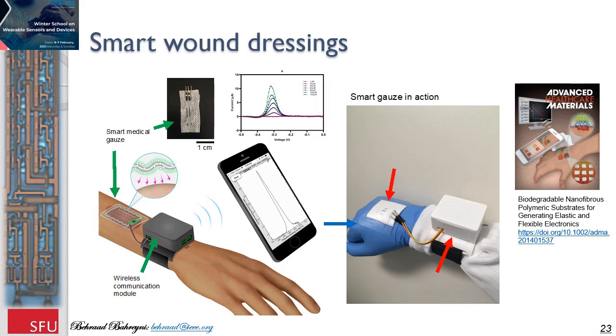And finally, this is another work again from Dr. Akberi's group, where they incorporated strain sensitive fibers in dressings so that they could actually monitor the strains and stresses around the wound, also the temperature and humidity. And in this case, they developed a wireless transmitter next to the wound so that the condition of the wound can actually be monitored remotely.